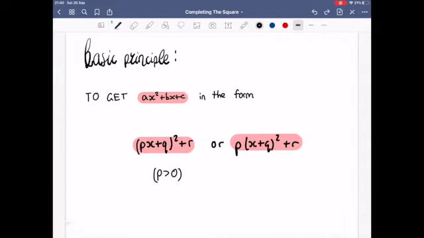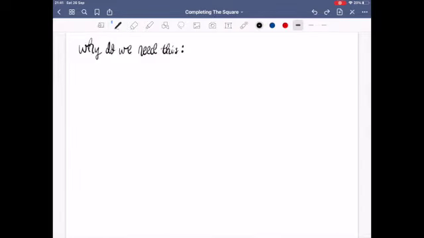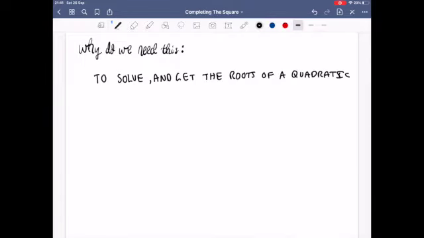So the basic principle is to get ax squared plus bx plus c, or the quadratic, in the form p(x plus q) squared plus r. So why do we need this? Well, to solve and get the roots for a quadratic that cannot be factorized.